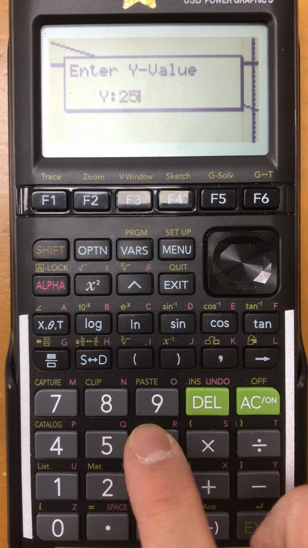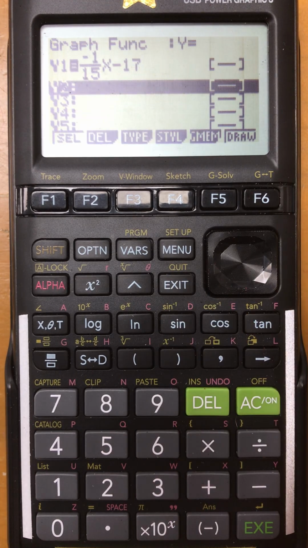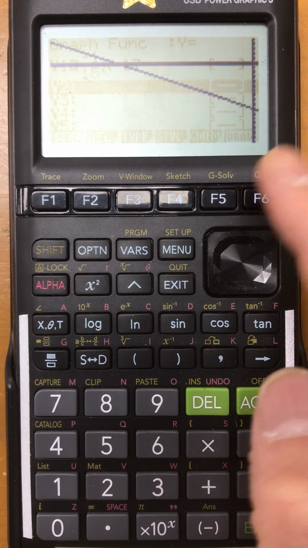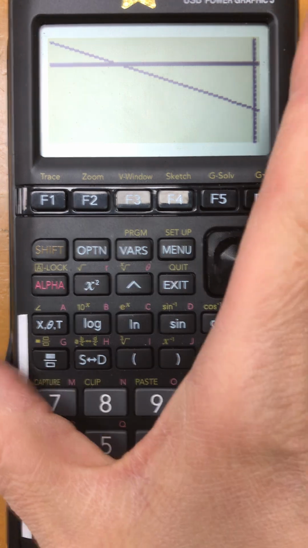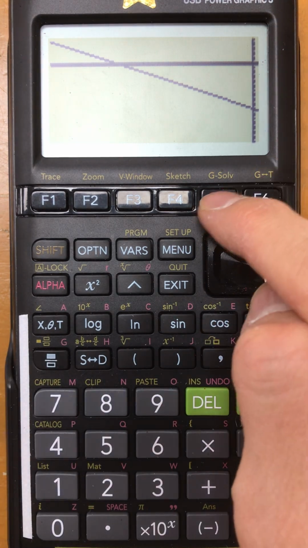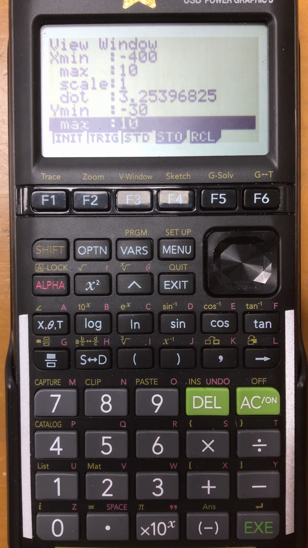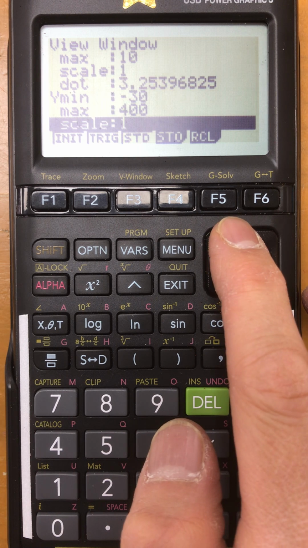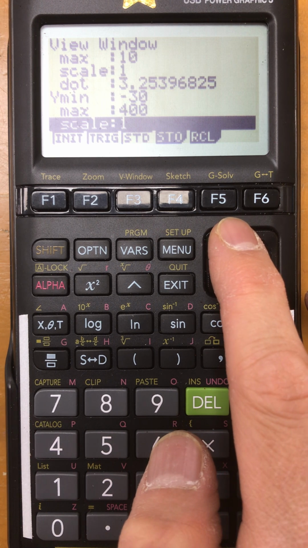For a y value of 256, I get, oh, not found, because I need to adjust my window. So think about the way the graph is going. I need more room in the positive y direction, right? So let's go to window. Positive y has to be greater than 256, so let's just set 400. And then when I set 400, I'm going to predict I need more negative x value.